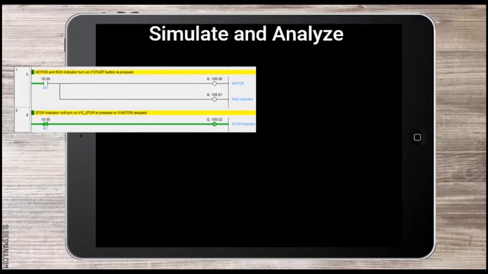When power supply is supplied to the system, at rung 1, the motor stops because there is no current flow, while at rung 2, current flows through the IR1 normally closed contact and the stop indicator turns on.